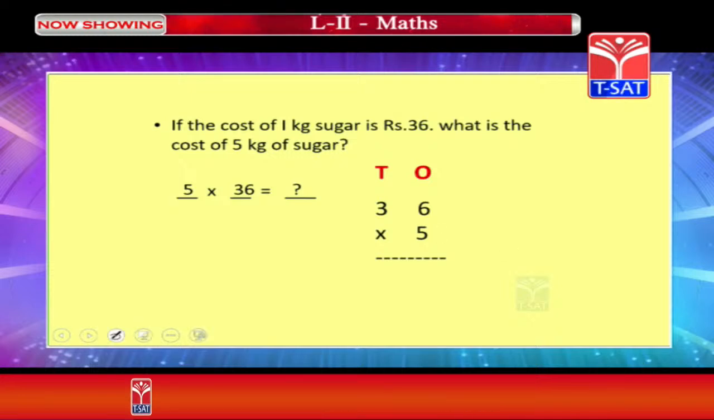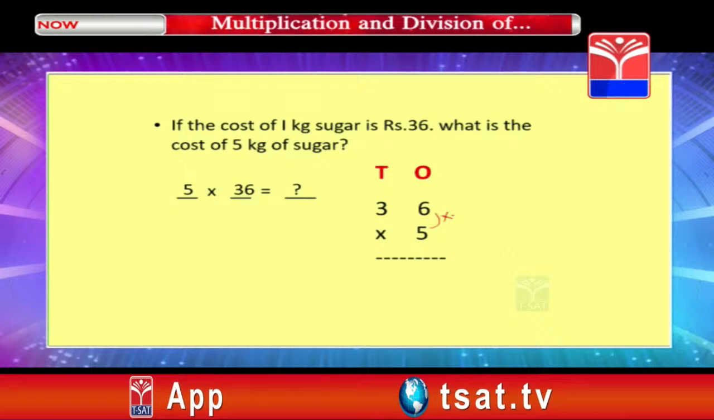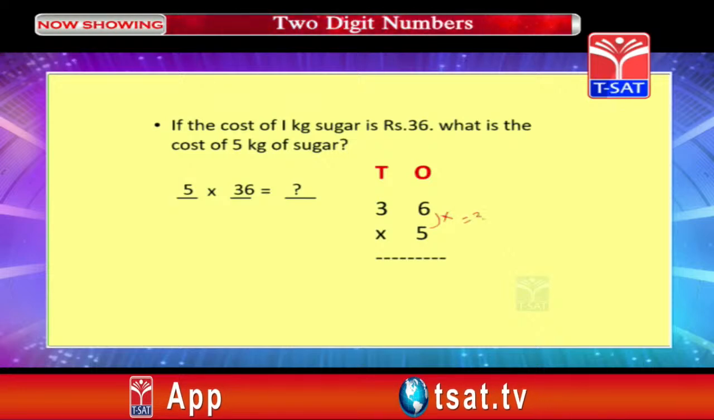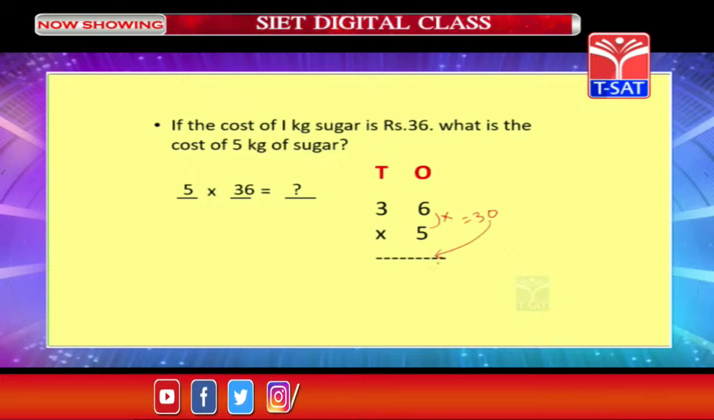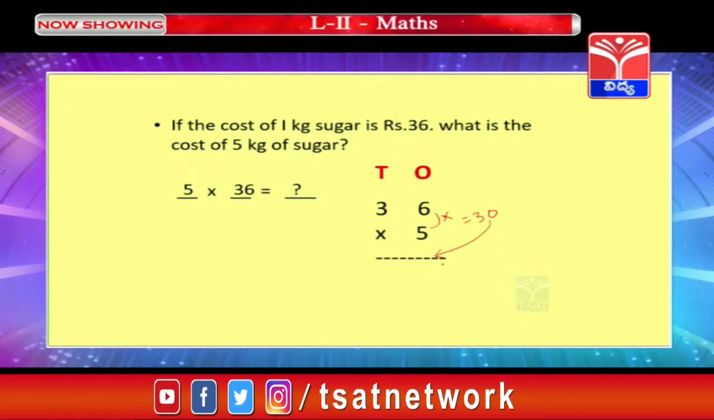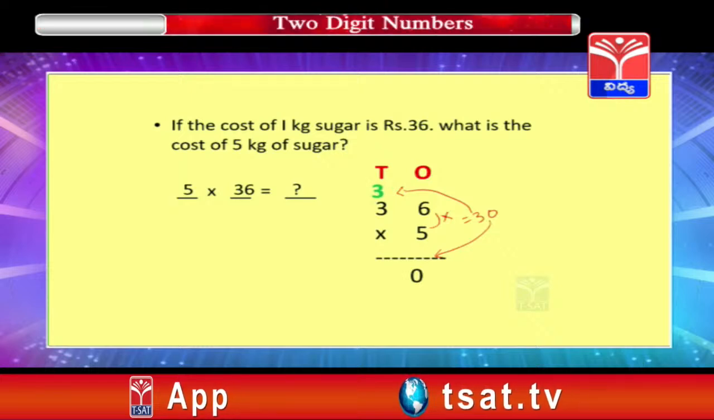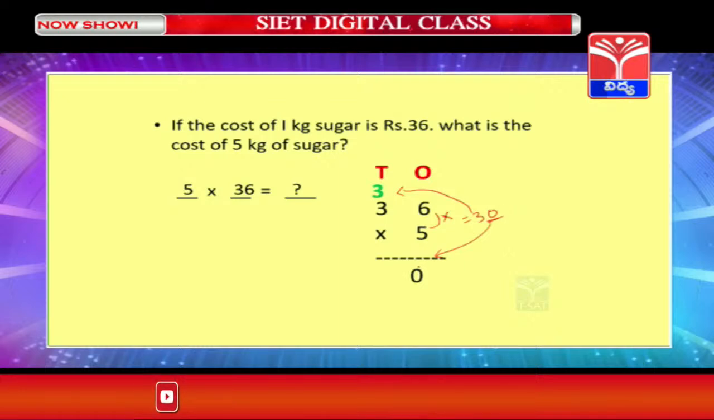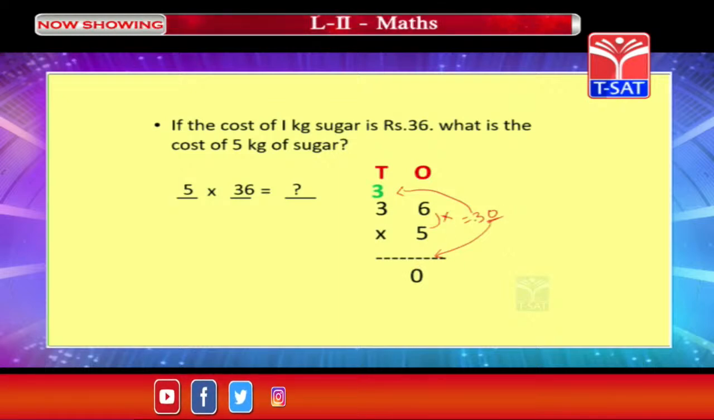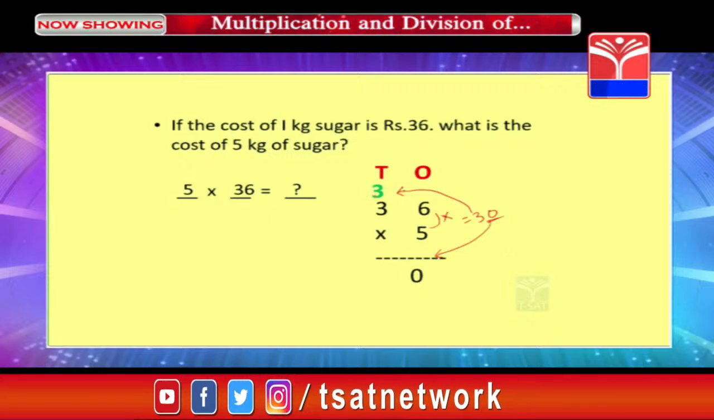So here we first multiply 5 into 6, and we get 30, okay? So what is the units place of 30? 0. 0 will be written here, and the 3 goes as a carry to the next, the tens place. In 30 the units place comes into the result, and the tens place digit 3 is moved to the tens place in the multiplication.